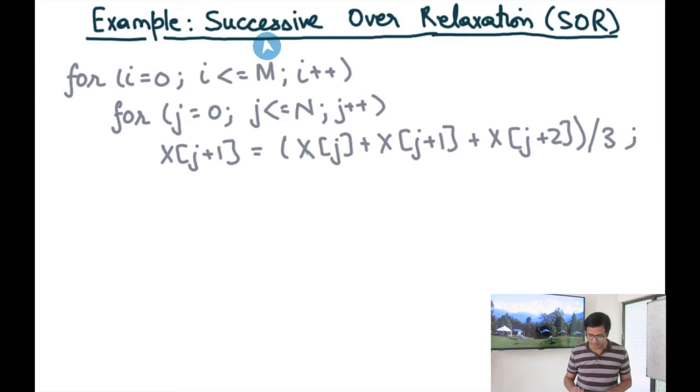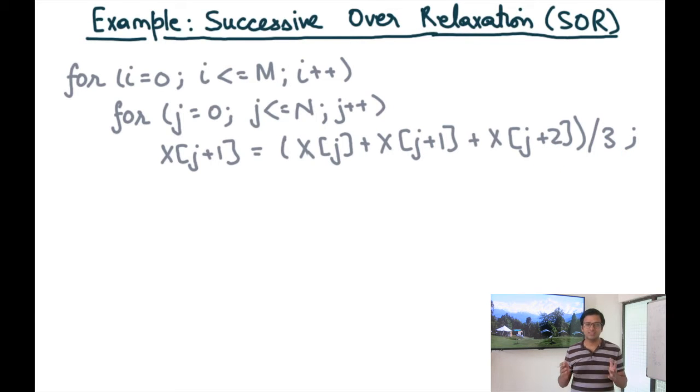This example is the successive over relaxation example, also called SOR, and I'm going to call it the SOR example. It is a practical real-world example, so it is even more relevant. What is the example? It's a loop nest of depth 2. Recall that pipelining requires a loop nest of at least depth 2: for i equals 0 to m, i++, for j equals 0 to n, j++, x[j+1] equals (x[j] + x[j+1] + x[j+2]) divided by 3.